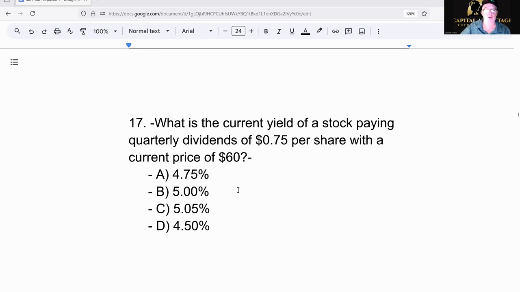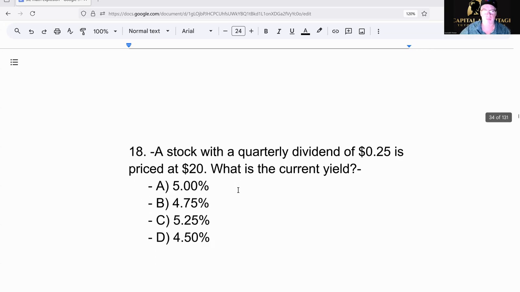Okay, current yield of a stock paying quarterly is 75 cents. We're going to do 0.75 times 4. It gives us 3 divided by 60, the market price. 0.05, again, 5%. How boring is that? Watch, I'm going to do it every time. Uh-oh. Let's see if I did. 0.25 times 4 equals 1 divided by 20. 5%. I tricked you again. 5%. Uh-oh. This is not good.